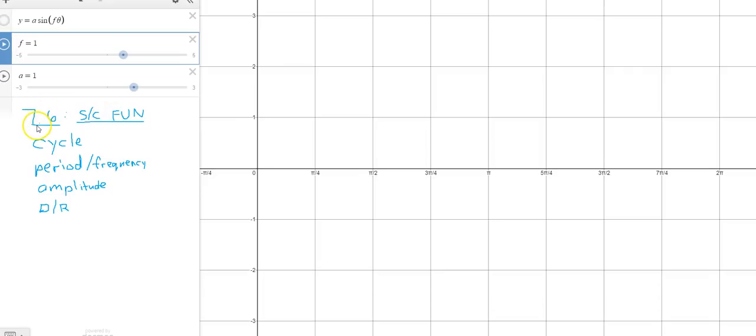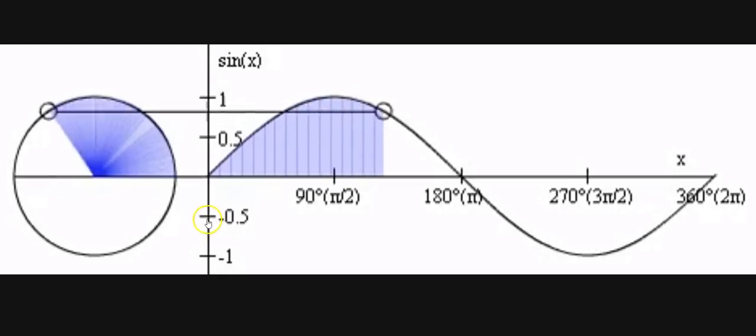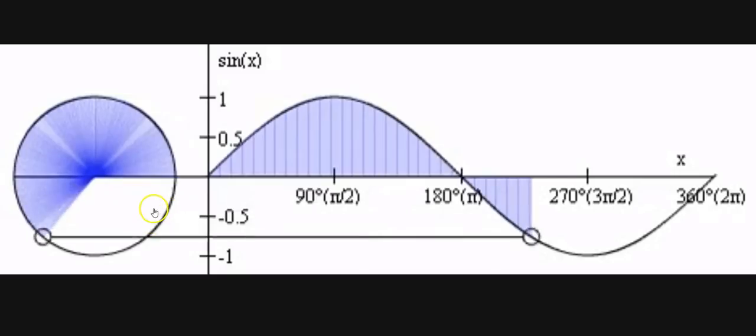Here we go with standard 7.6, sine and cosine functions, and they go together because they're so extremely similar. We're going to first of all start off talking about a cycle. And what do we mean by a cycle? A cycle is one trip around our unit circle.